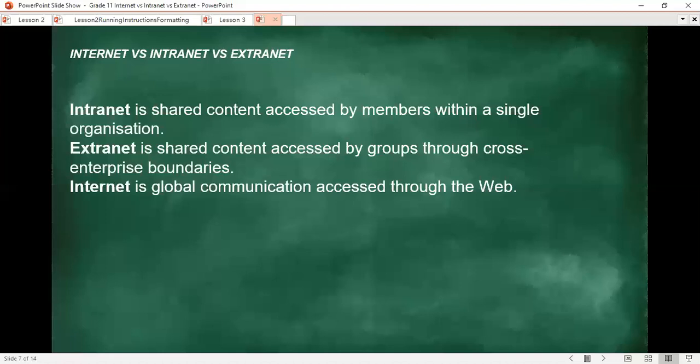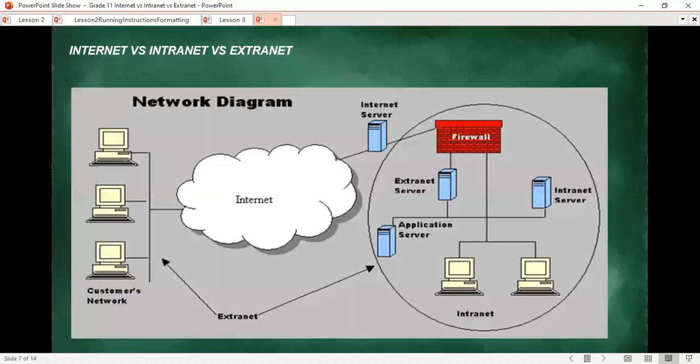And then when we come to the internet, it is global communication accessed through the web. So the internet is the www. It can be accessed by anyone. Anyone who accesses the internet can get every kind of information that is there on the internet. No one has limits. There are no boundaries. You just access it anytime you want, and you can use anything you want that is on the internet. So that is the difference between the three. So right now I've got this diagram here.